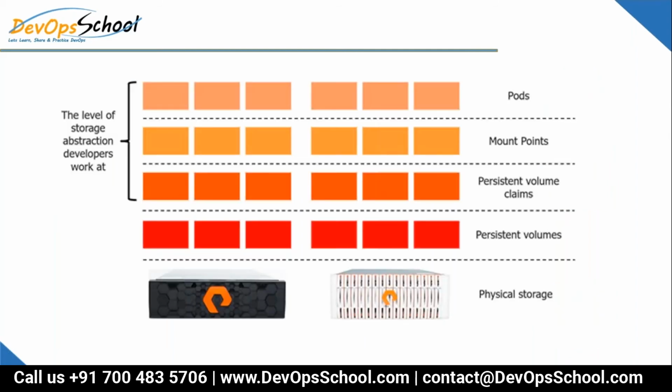Now you see here, this is the whole layers of the storage. Here you have the physical storage at the bottom line. On top of that we have a persistent volume, and on top of that the persistent volume claim. So bottom line you have physical storage, on top of that persistent volume, on top of that persistent volume claim, on top of that mount points, and on top of that pods. So here: PV, PVC, mount, and pods.